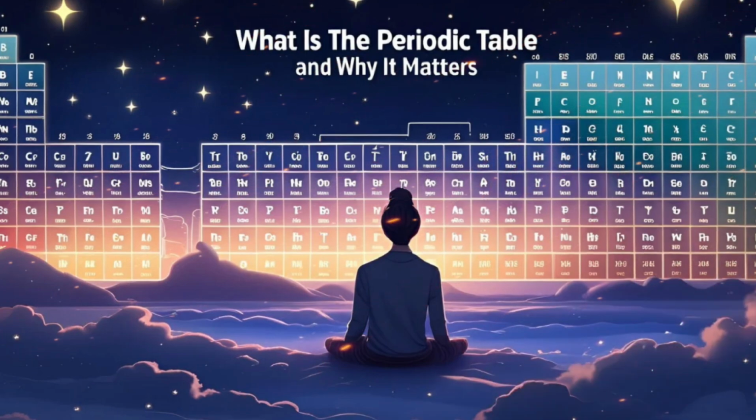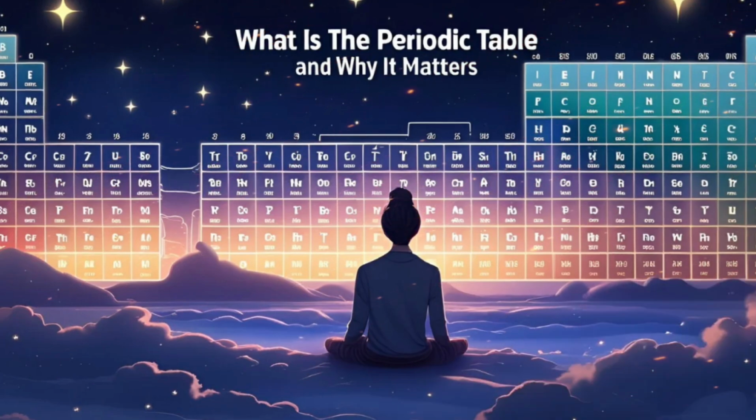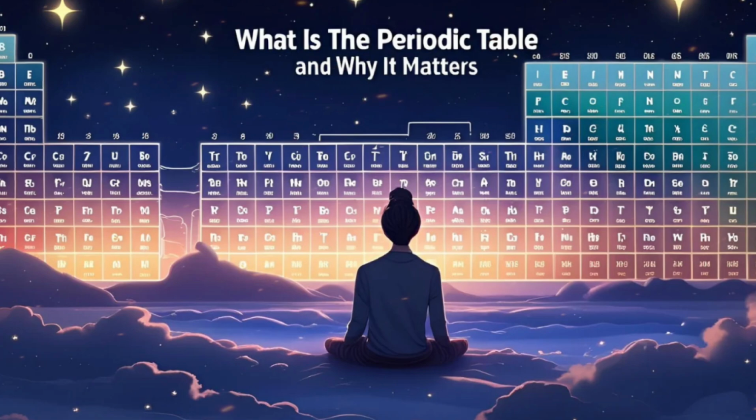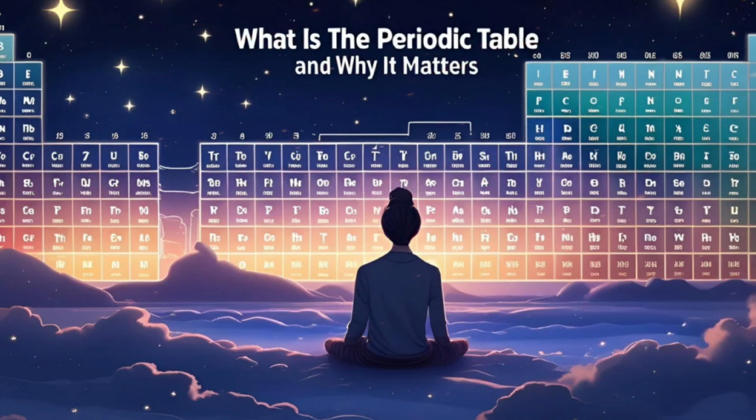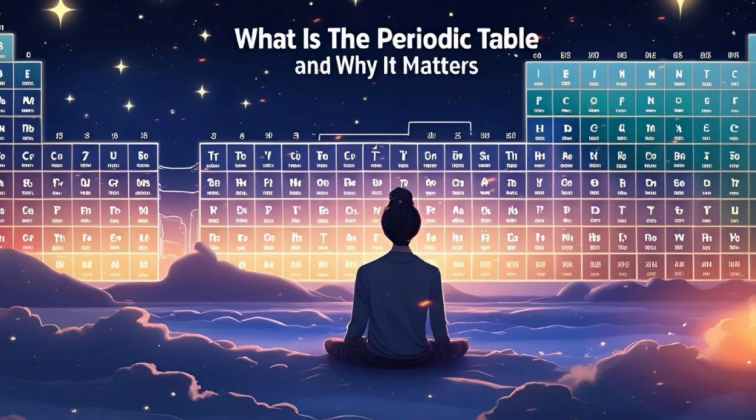Synthetic elements begin at atomic number 93, right after uranium. These elements are not born in stars or found in rocks. They are created in laboratories through nuclear reactions, where atoms are bombarded with particles until their nuclei fuse or change. This process requires immense energy and exact conditions. The resulting atoms are often unstable, lasting only seconds or fractions of a second before decaying into something else.